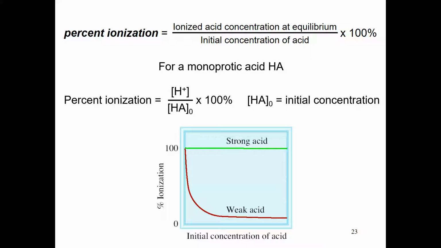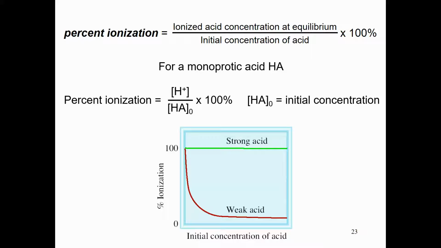Look at the initial concentration here, right after concentration 0. The lower the initial concentration, the higher the percent ionization. Initially, that percent ionization is almost 100%. But as I get something that's more and more concentrated, look at that percent ionization. It decreases. Okay? The percent ionization will decrease.